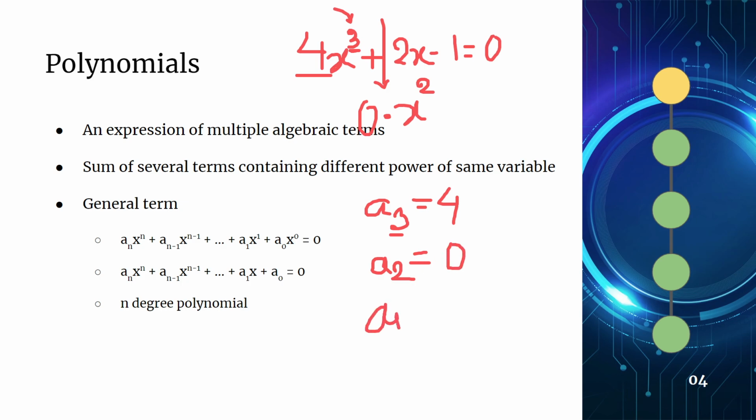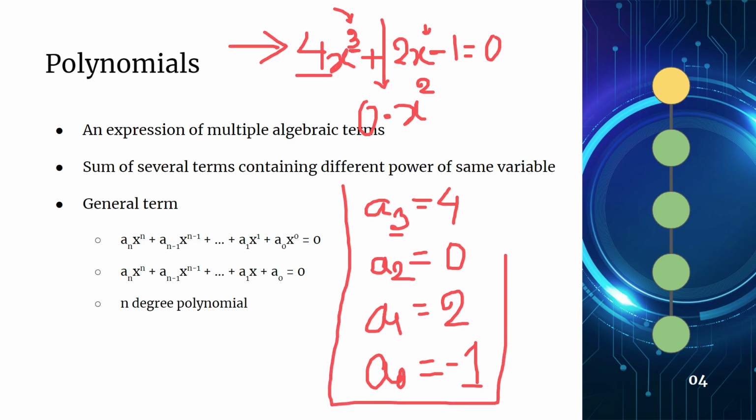Next up is a1, when the power of x is 1, and here we can see the value is 2. Last but not least, a0. Here we see there is a minus sign. The minus sign is also part of our consideration, and hence a0 will be -1. So this equation can be converted into this form. The reason we do this representation is that it will be very useful later, and we really need to understand the expression of polynomials based on their general terms. It is very important.